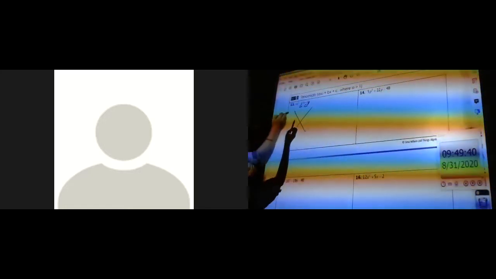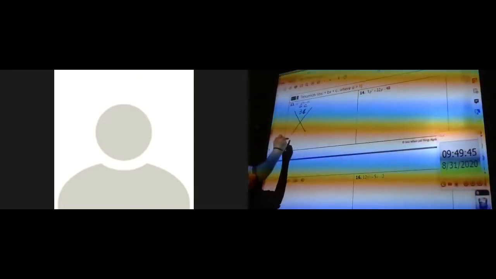So we have to multiply A and C. So what is A times C? 36. Okay. And then we want them to add together to equal 15. Negative. So what factors of a positive 36 would add together to give us a negative 15?